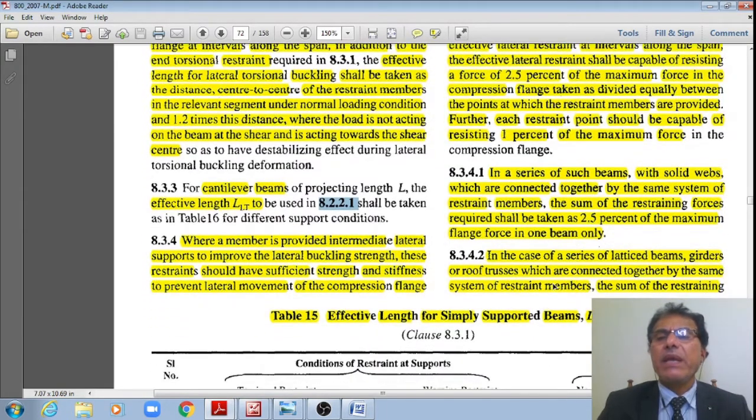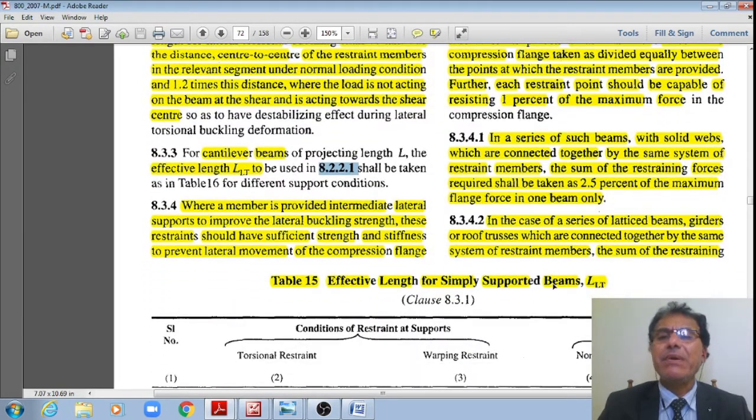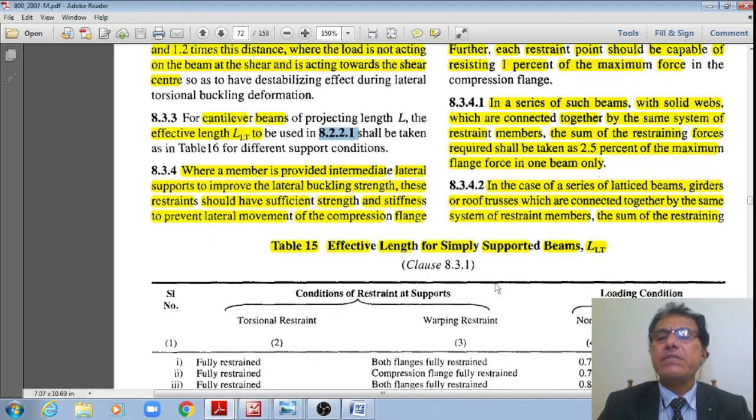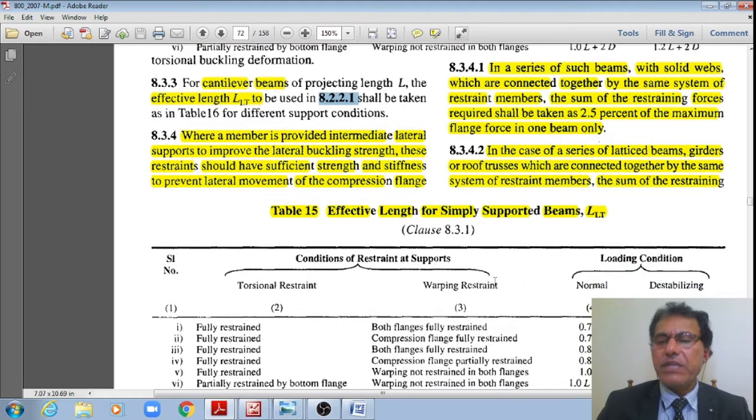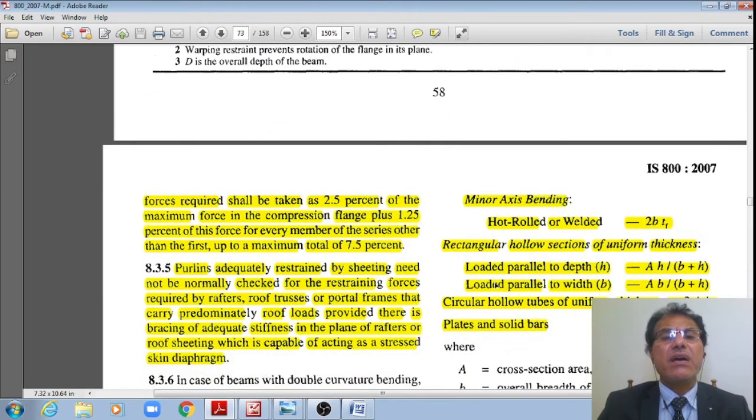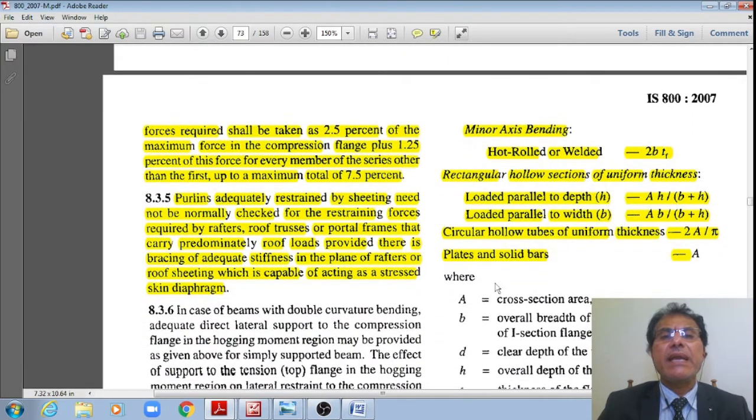Please make a note. In the case of a series of latticed beams and girders or roof trusses which are connected together by the same system of restraint members, the sum of restraining forces required shall be taken as 2.5% of the maximum force in the compression plane plus 1.25% of this force for every member of the series other than the first, up to a maximum total of 7.5%.